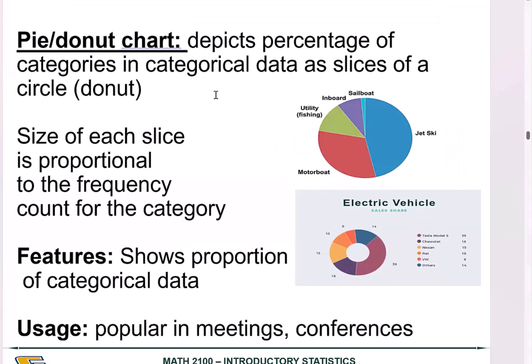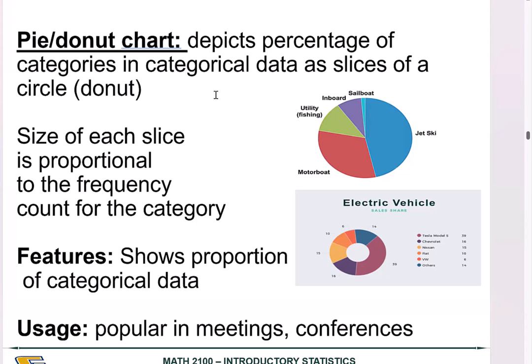Another kind of chart, also very popular for working with qualitative data, is the pie and donut chart. It helps to depict the percent of each category as slices of a circle or donut. If you use a circle, we have a pie chart, and if you use a donut, you have a donut chart. The size of each slice is proportional to the frequency of the category. A bigger slice means more observations come from that category. You can see this kind of chart is very popular in meetings, conferences, and news.